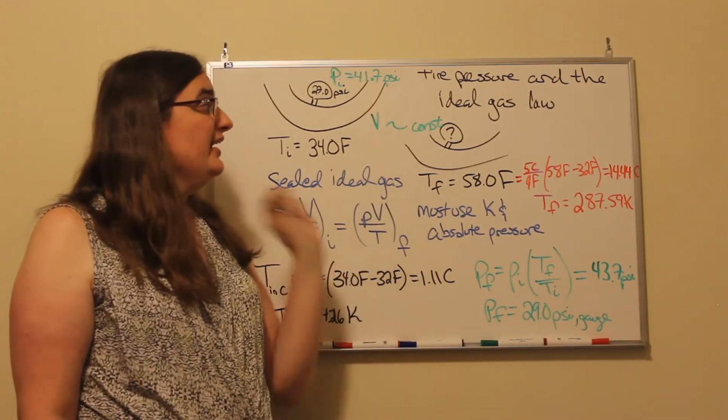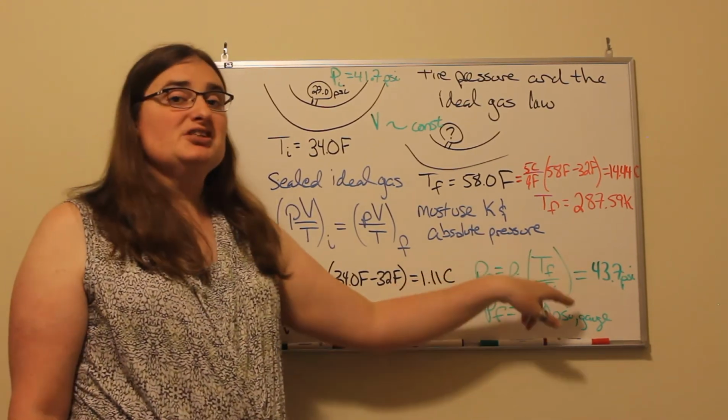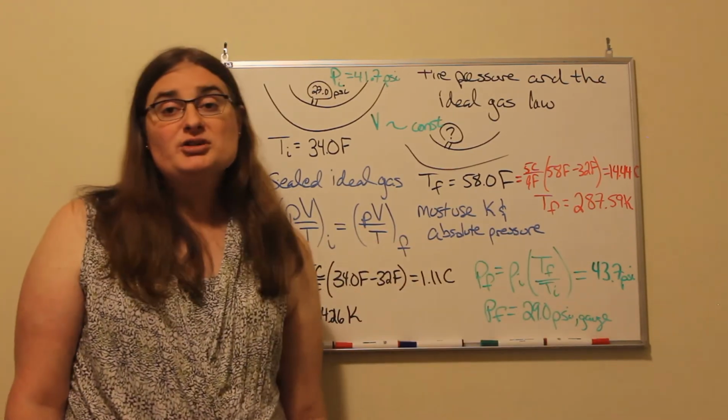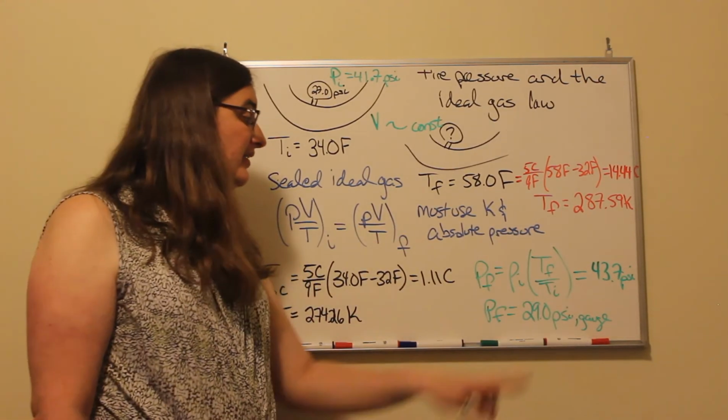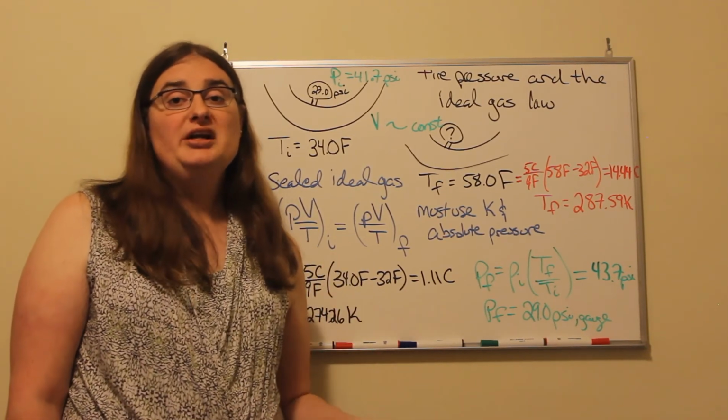But your pressure gauge is going to give you the gauge pressure. So you would have to subtract off the pressure of the atmosphere, subtract off 14.7 psi, and your pressure gauge is going to tell you the tire pressure is 29.0 psi.